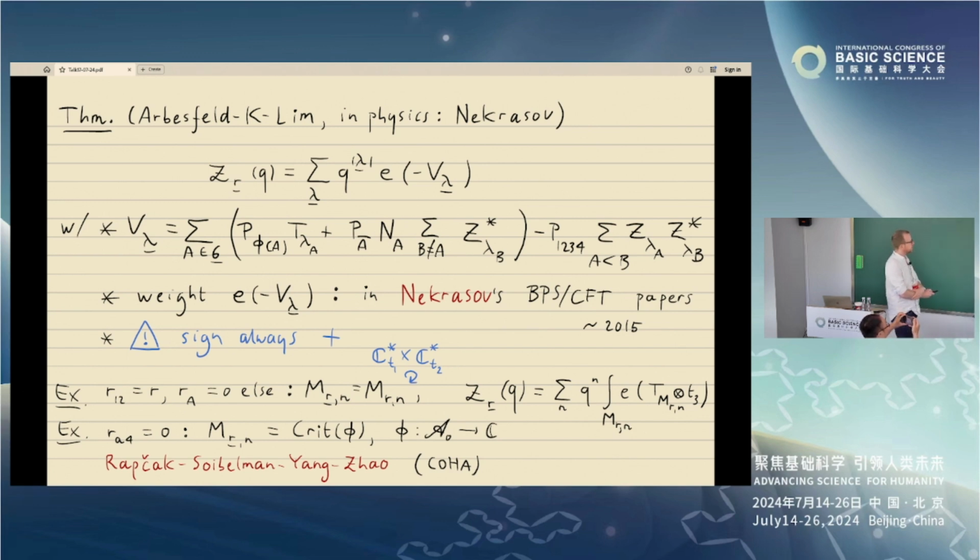This origami partition function is combinatorially described by the sum over all lambda, q to the size of lambda, and then the Euler class of some character minus v lambda. So v lambda is explicit in terms of the data of the previous page. It's the sum over all A in 6 bar of P of phi A, T lambda A plus P A bar NA times the sum over B not equal to A, Z lambda B star, and then some quadratic term. This weight you can find in Nekrasov's PPS CFT papers, which originate from around 2015.